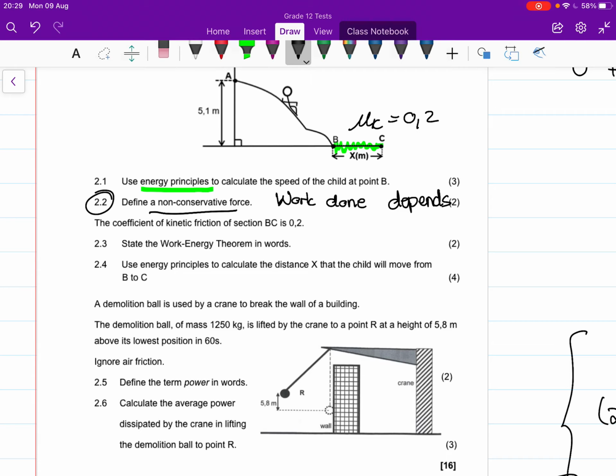Then 2.4, use energy principles to calculate the distance x. At this point, when you look at it, I just asked you the work energy theorem.